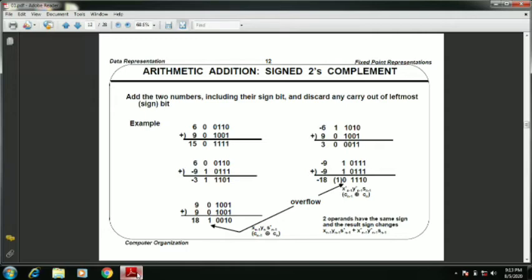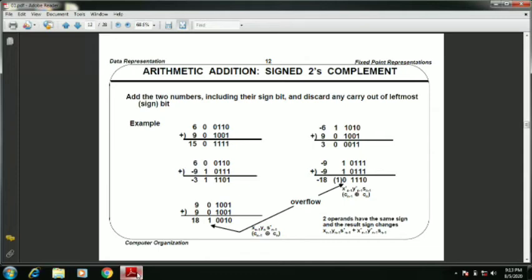So suppose we add 6 plus 9. That is 6 plus 9, represented as 0 1 1 0 and 1 0 0 1. Here the sign bit is 0 because it is positive, so you add the sign bit 0 0 as well. So you can add it. 0 plus 1 is 1, 1 plus 0 is 1, 1 plus 0 is 1, 0 plus 1 is 1, 0 plus 0 is 0. So you discard the leftmost sign bit. So the result is 1 1 1 1, which is 15.